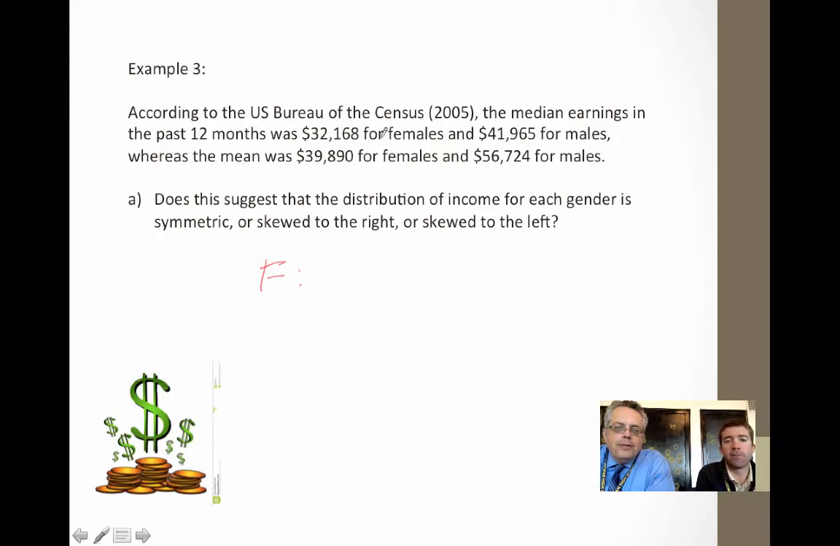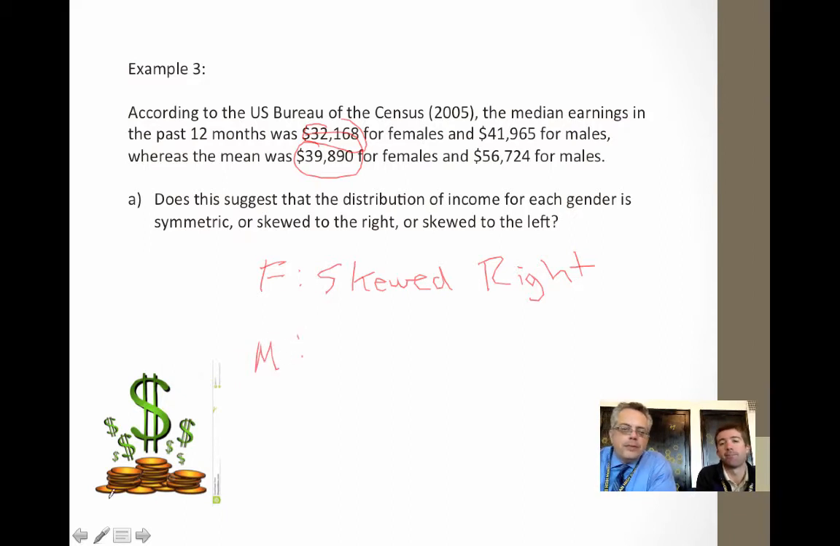The median was about 32,000 and the mean was 39,000. So what does that suggest? I don't think they're symmetric. I think they're skewed to the right, because the mean was greater than the median. So it could be skewed to the right, or there are certainly some big outliers.